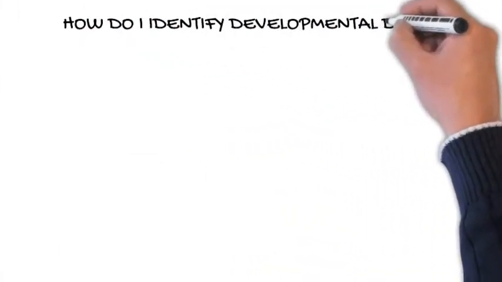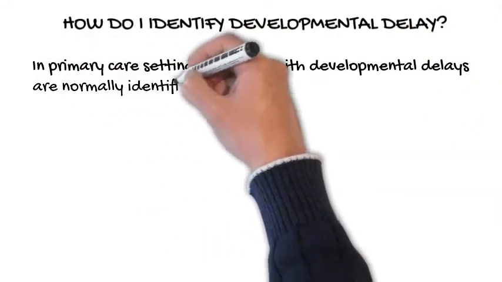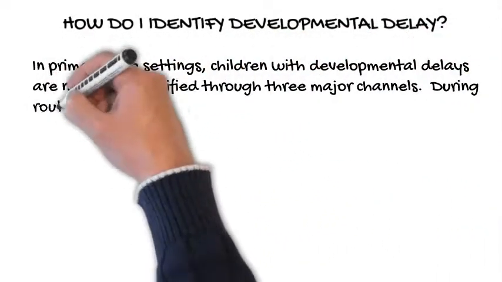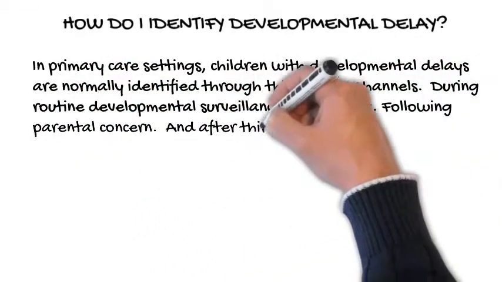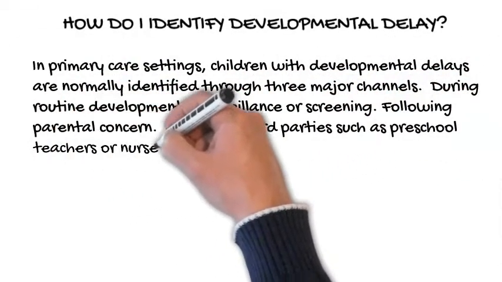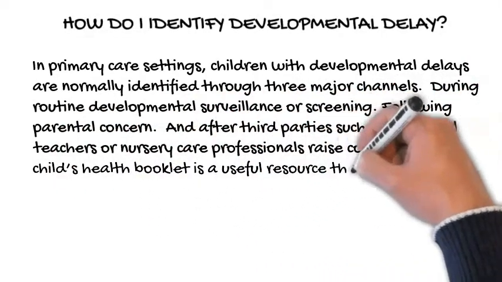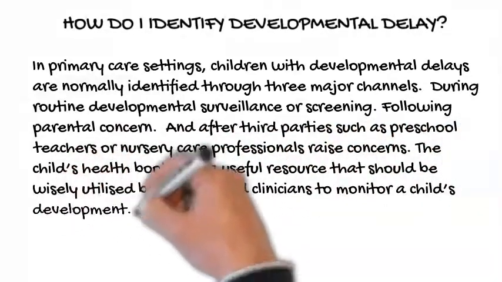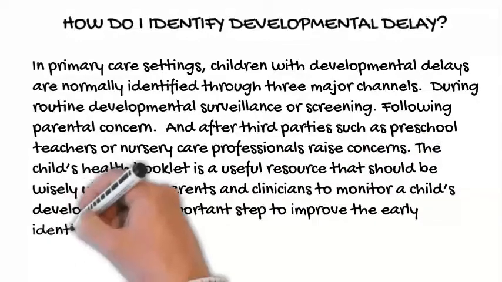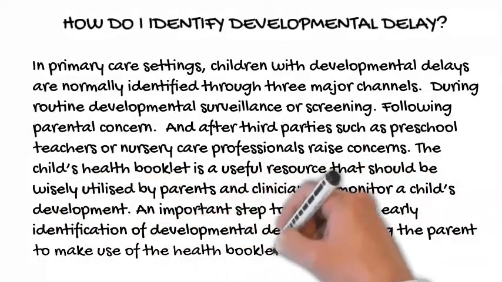How do I identify developmental delay? In primary care settings, children with developmental delays are normally identified through 3 major channels. During routine developmental surveillance or screening, following parental concern, and after third parties such as preschool teachers or nursery care professionals raise concerns. The Child's Health Booklet is a useful resource that should be wisely utilized by parents and clinicians to monitor a child's development.